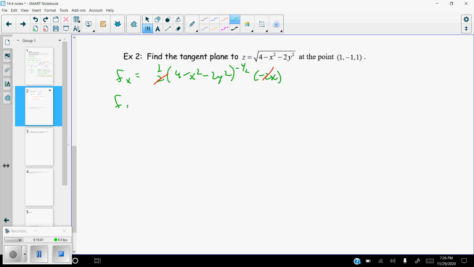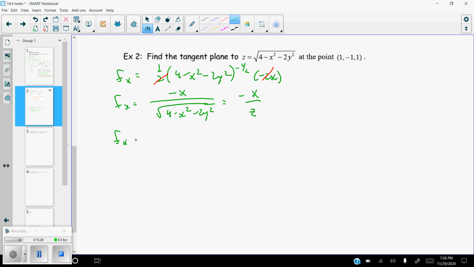We're going to get the partial with respect to x equals negative x over root 4 minus x squared minus 2y squared, which maybe you'll actually recognize as the original z value. If this happens, we can write the derivative as negative x over z. That makes it much easier now to actually plug the stuff in.